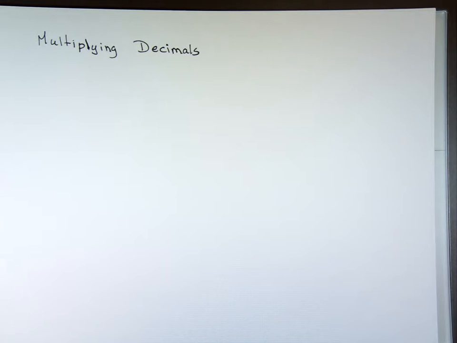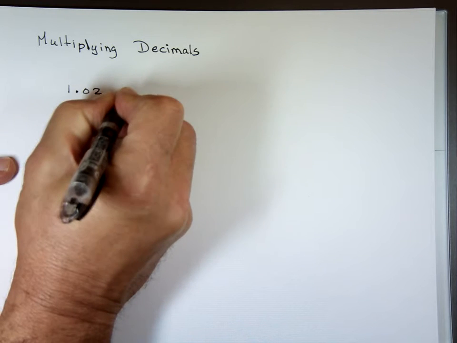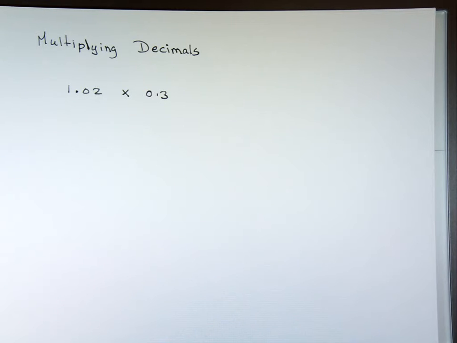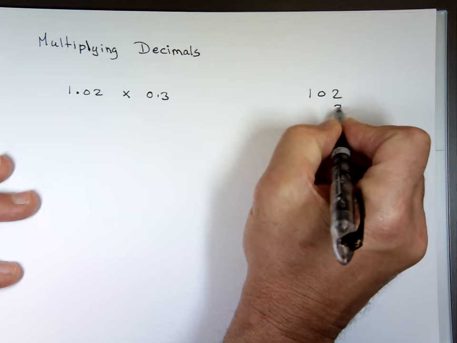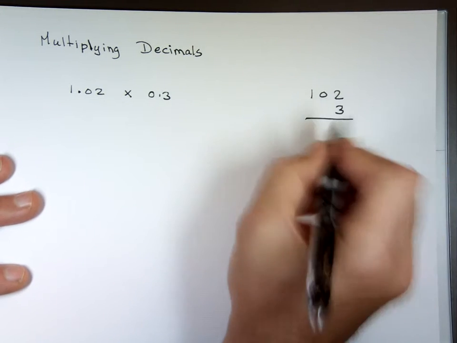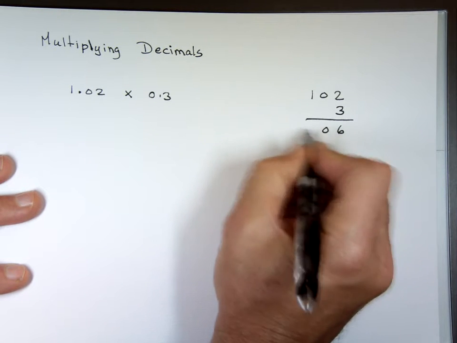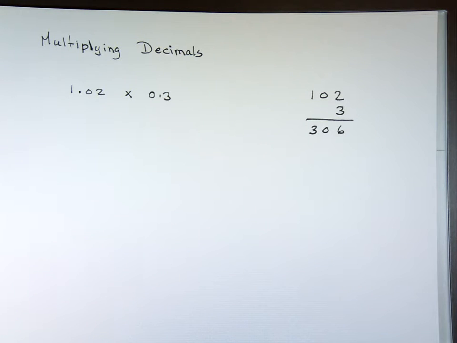So let's go ahead and multiply. Let's say I want to multiply 1.02 by 0.3. The way I'm going to multiply these, I'm going to look at the number just like if there is no decimal point. That's 102 times the 3. 3 times 2, 6. 3 times 0, 0. 3 times 1, 3.